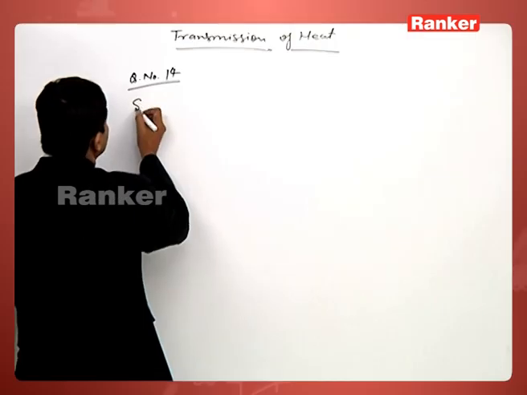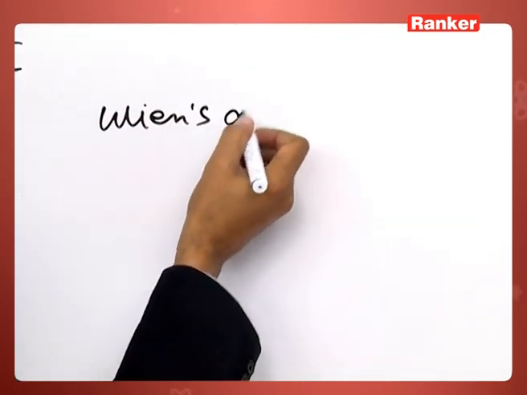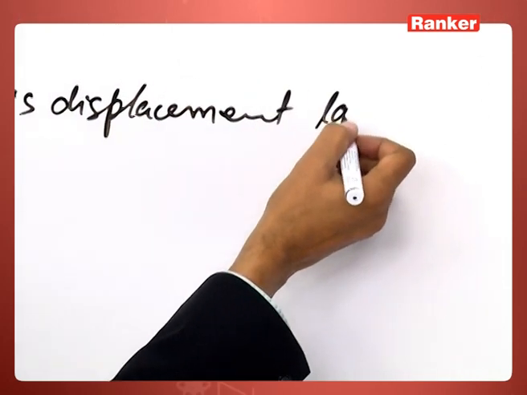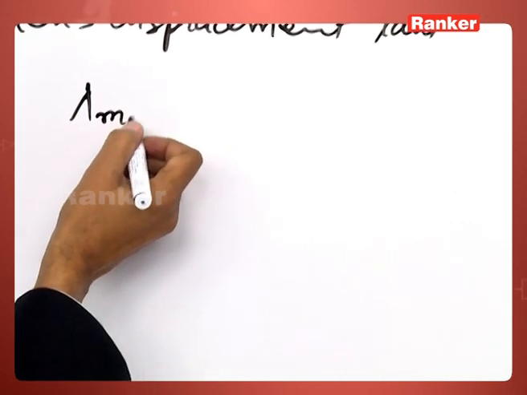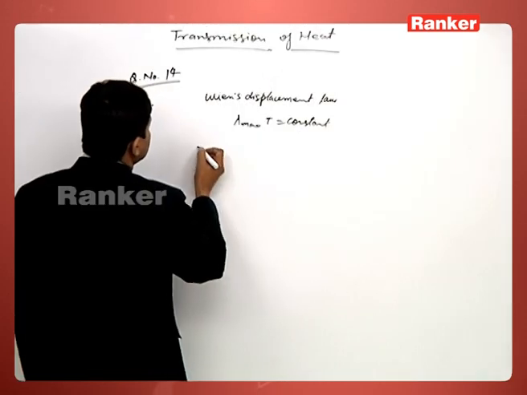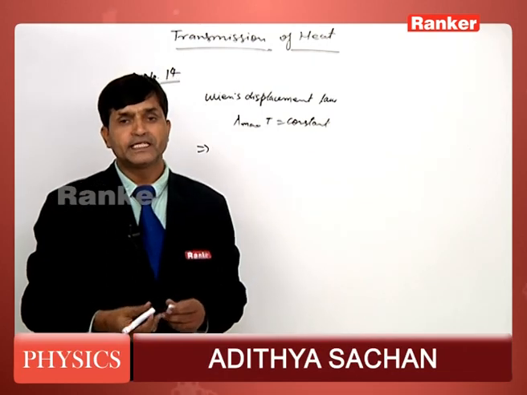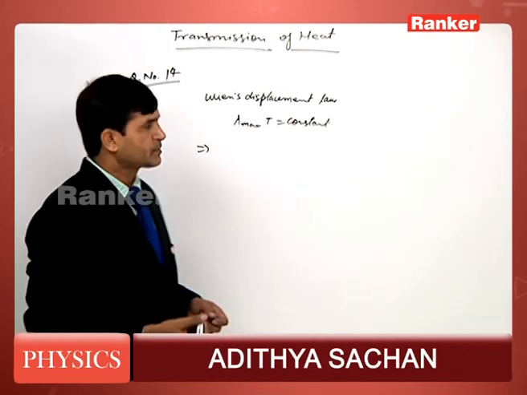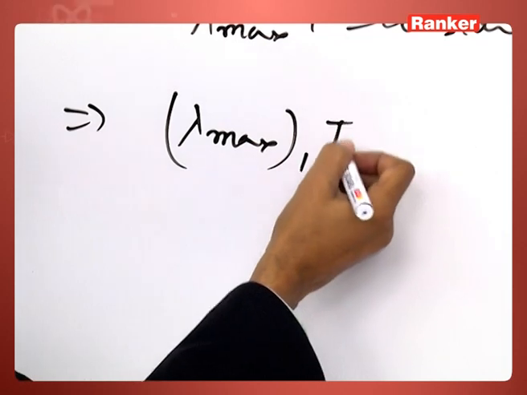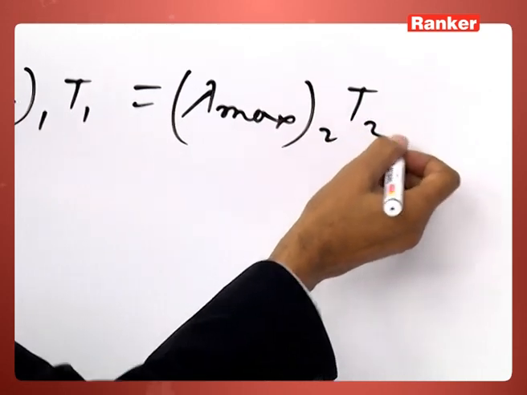See, as per Wien's displacement law, lambda maximum into T is a constant. So lambda maximum is the wavelength corresponding to maximum radiation, and T is the temperature. So lambda maximum for 1 into T1 is equal to lambda maximum for 2 into T2.